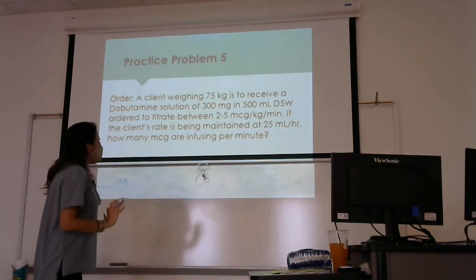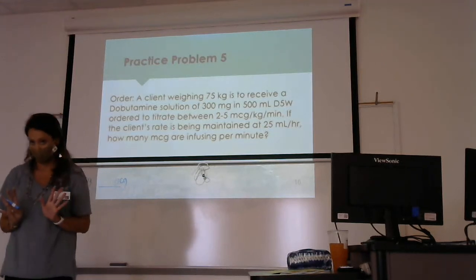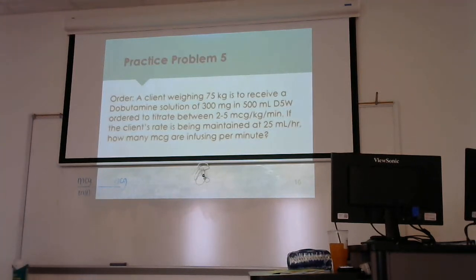Okay, look to the top. This is where it would have probably benefited you to read the question instead of just going through it like I did, because when you read through it, it says that the dobutamine was ordered to titrate, and they were titrating it at a rate of 2 to 5 mics per kilo per minute, but it was maintained at a rate of 25 mils per hour. So really, it's just telling us that they're maintaining it using that range.